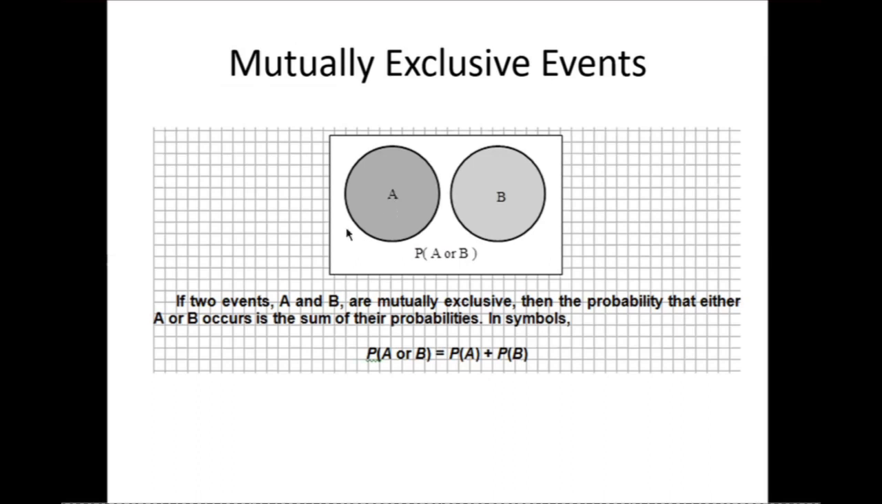Using the Venn diagram, we have the probability of A or probability of B. Since both shaded regions have no common elements for both events, therefore, for the probability of A or B, mutually exclusive, we are going to find the sum of the probability of both events. If two events A and B are mutually exclusive, then the probability that either A or B occurs is the sum of their probabilities. In symbol, we have the probability of A or B is equal to the probability of A plus the probability of B.